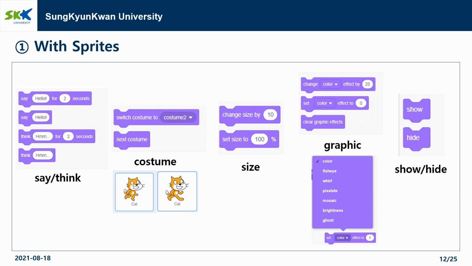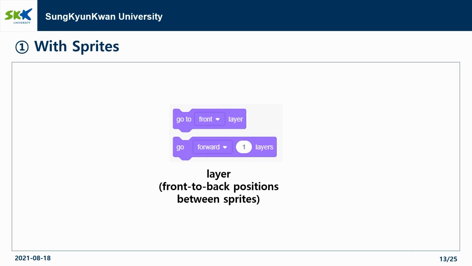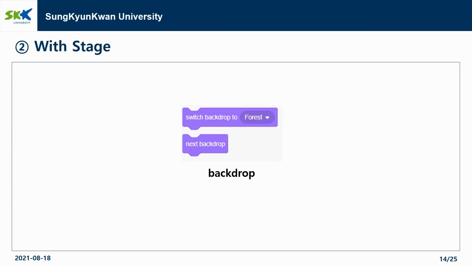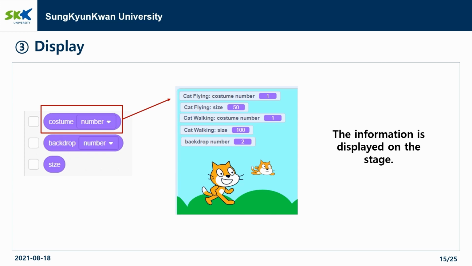One sprite has two or more costumes, like the picture here. So we can change its costume by using switch costume to block or next costume block. Also, we can change the layer of sprite by using these blocks. Layer is front to back position between sprites. Next, these blocks change the looks of backdrop. Similar to motion blocks, looks information can be shown on the stage by checking these blocks.